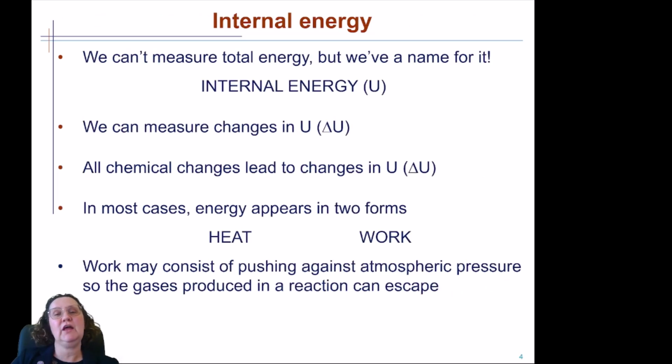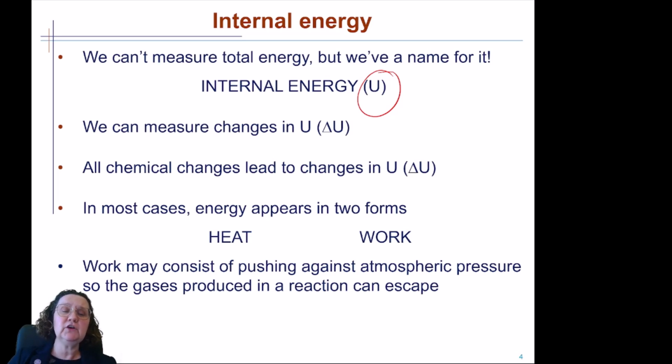As I mentioned in a previous slide, we cannot measure the total energy of a system, let's say of a chemical compound. But even if we can't measure it, we have a name for it, because what we can measure is the changes in that internal energy before and after a reaction has taken place. And we call that total energy of our system, of a chemical compound, of a chemical reaction, internal energy, and we give it the letter U. And as I mentioned before, we don't measure total energy, we measure the change in total energy. Any chemical change leads to a change in the internal energy of the system.